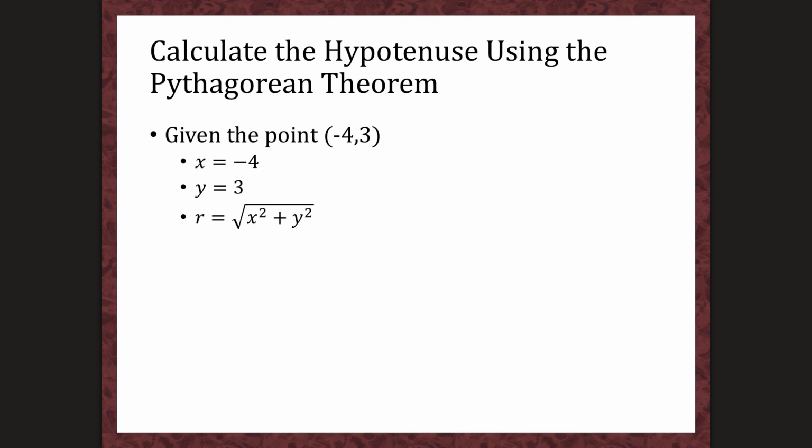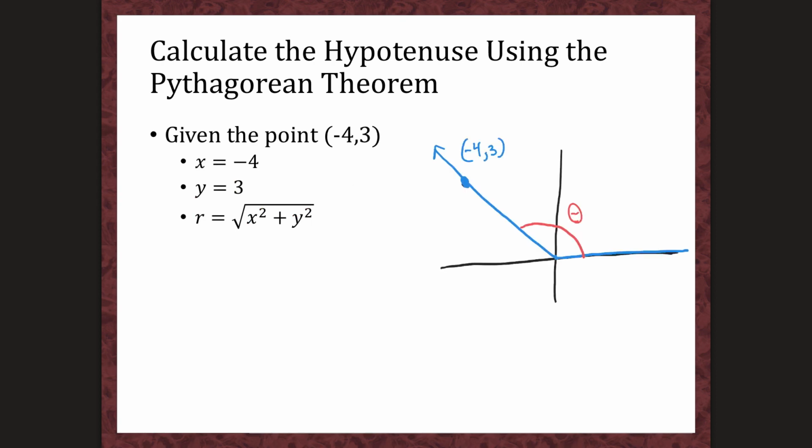So let's start this off with the diagram. Here we have our diagram, and we have the point (-4, 3) that it goes through, and we have our angle theta. Now that obtuse angle is not actually going to help us that much. So instead of using that obtuse angle, why don't we use its reference angle?